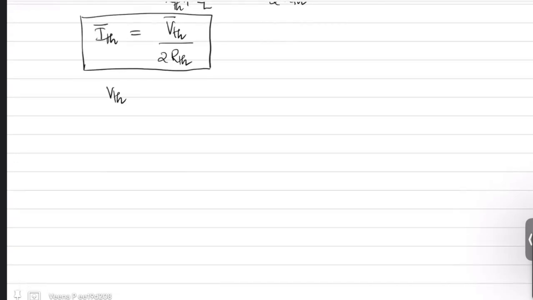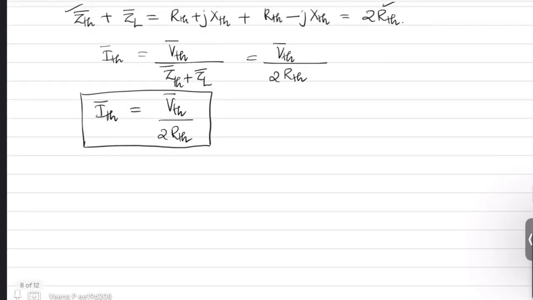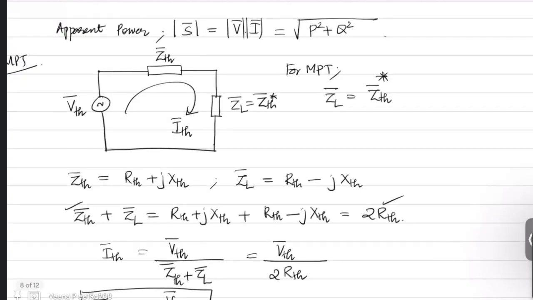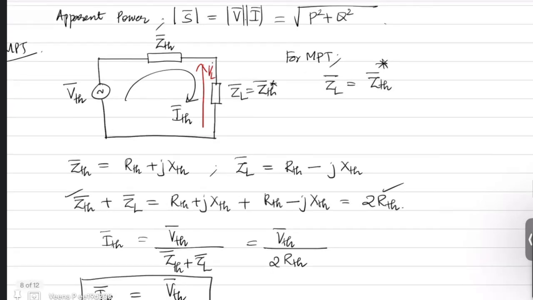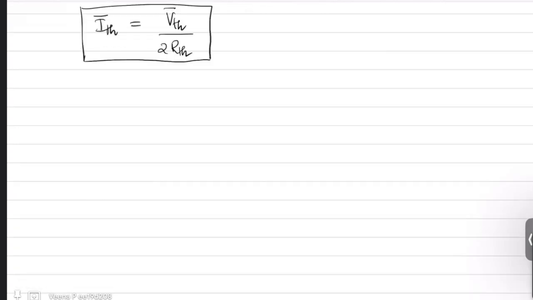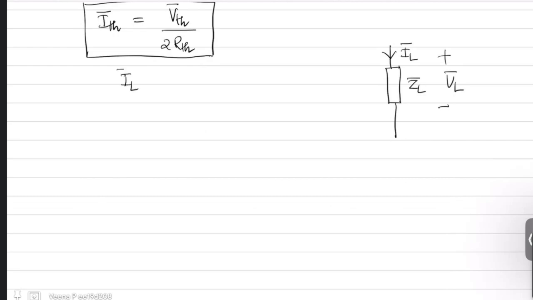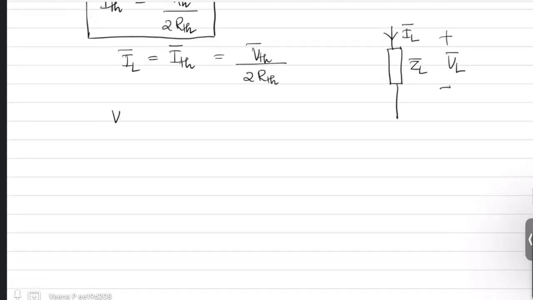Now what is VTH? Or more like your load, across the load there is a voltage of VL and the load current is IL. So you are supposed to find the power absorbed by the load. So your load is ZL, the load voltage is VL and the load current is IL. Now you know that your IL is same as ITH because it is a series circuit, which is nothing but VTH by 2 RTH. Now what is your VL?